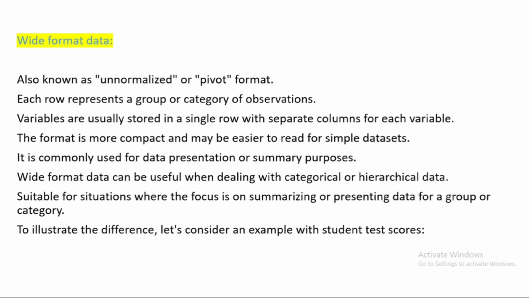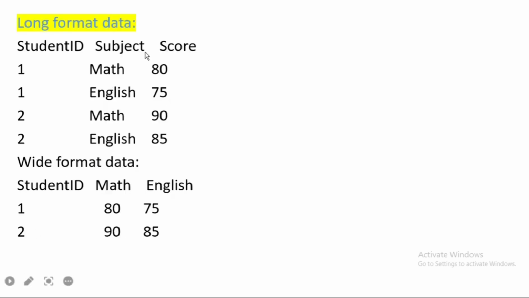To illustrate the difference, let's consider an example with student test scores. This is student ID, subject, score. Student ID 1, 1, 1, 2, 2, 2, and the subjects are math, English. This is long format. And then the wide format is this: student ID 1, 2, math 80, 90, English 75, 70, 85. This is the difference between long format and wide format.